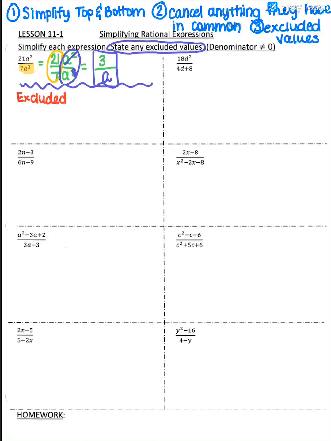All right, so I have my excluded values. So I'm going to take the original denominator and set it equal to 0. So in this case, I'm taking 7a to the third and setting it equal to 0. And what that means is that I'm going to try to solve it for a.